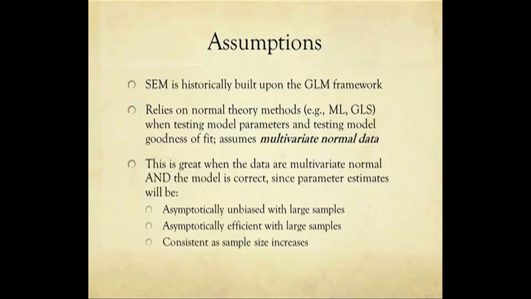All right, so let's start talking about some of the restrictions to what you can do with SEM. SEM is built on the traditional GLM, general linear modeling framework, and it relies on normal theory methods, maximum likelihood, for example, when testing model parameters and testing models' goodness of fit. In other words, this really assumes multivariate normal data. This is great when you have multivariate normal data and a correctly specified model, since parameters will be asymptotically unbiased, asymptotically efficient with large samples in particular, and consistent as the sample size increases. So you shouldn't get a vastly changed model if you add more people to your sample.